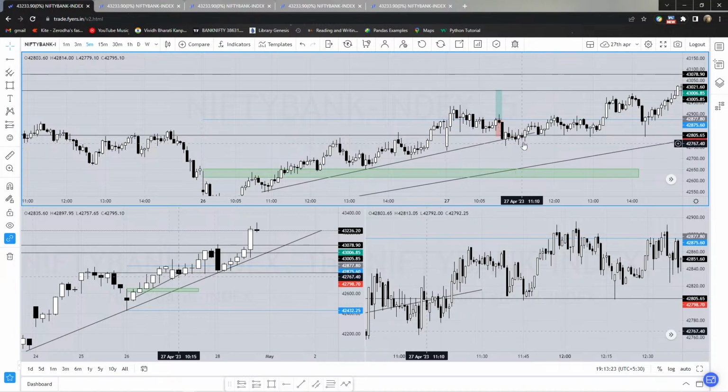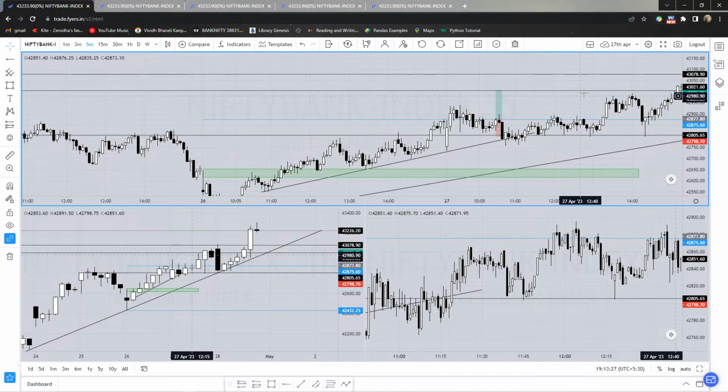I was planning to trade over here, and my target was this. My SL was the day low, so this was a good risk reward trade over here. But I didn't take that trade.